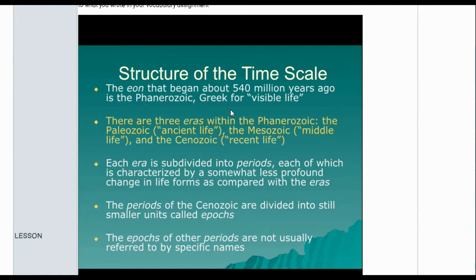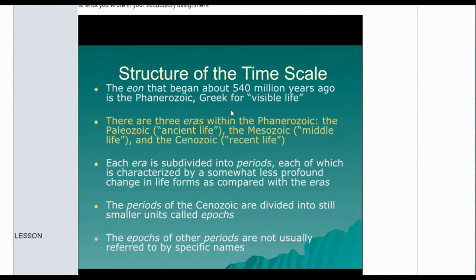So the next stage down from eon is era, and the Phanerozoic gets broken down into Paleozoic, which is ancient life or the oldest era, so the first one that came about. The Mesozoic, which is middle life, the middle era, and the Cenozoic, which is recent life, or the most recent era, or the one that we're currently in.